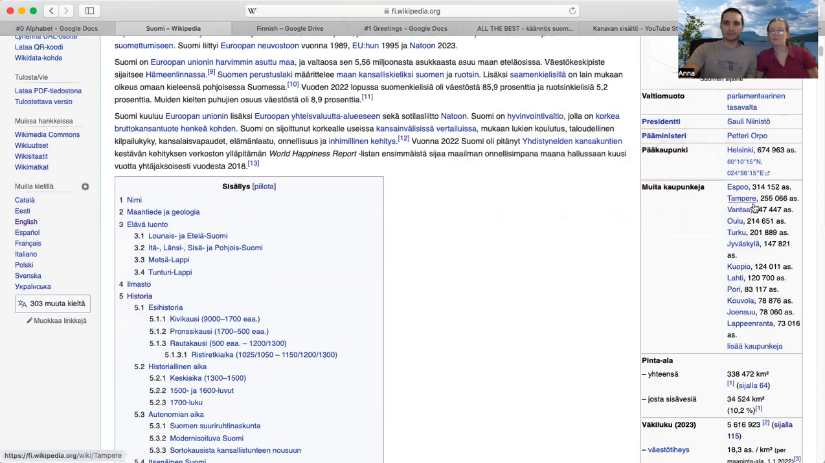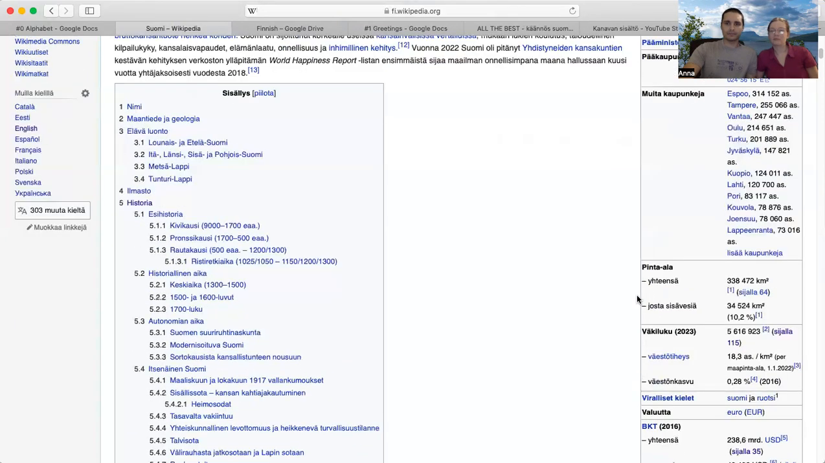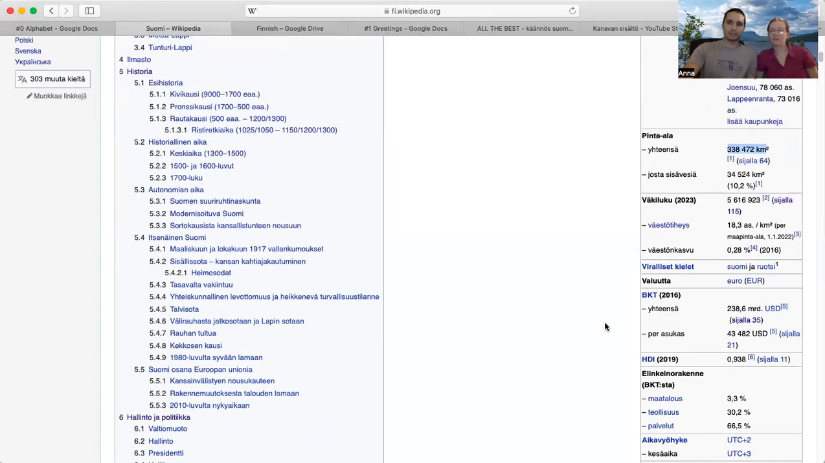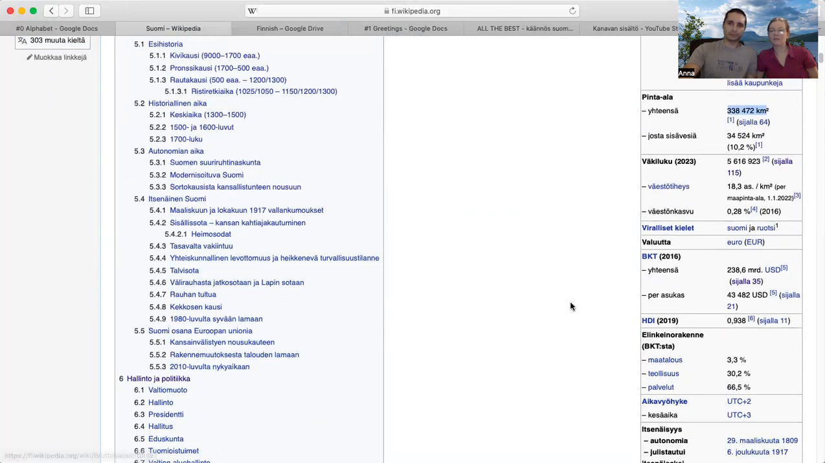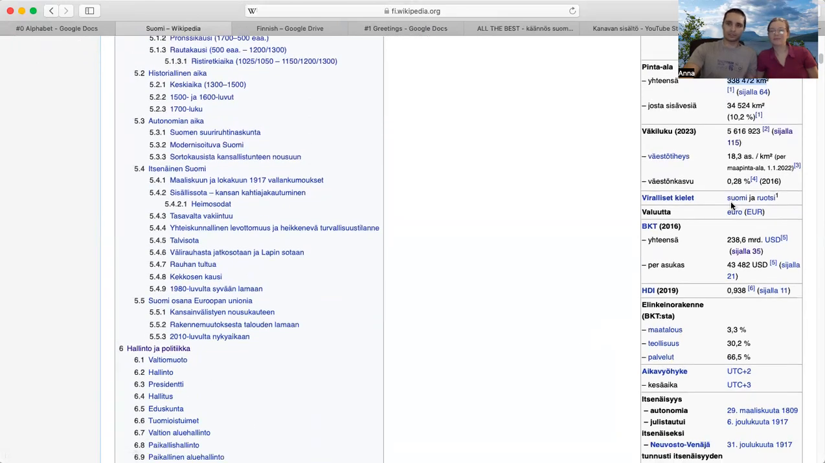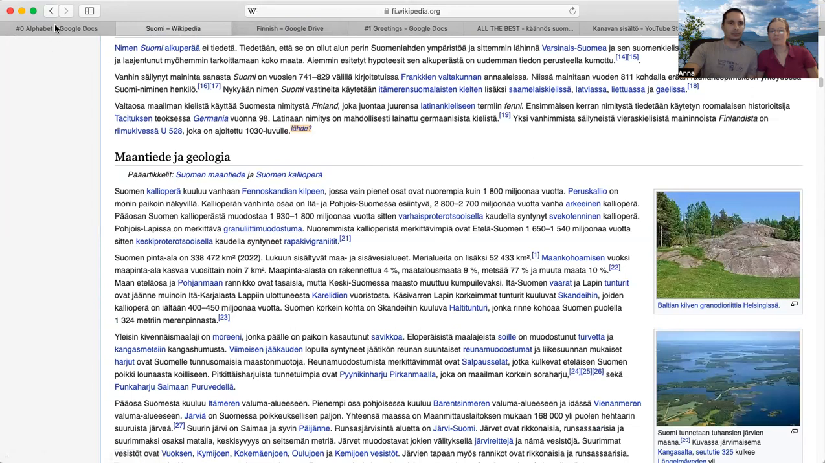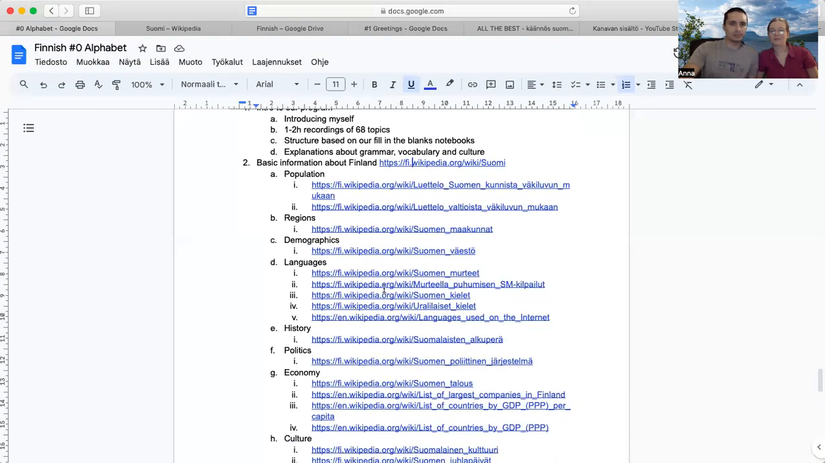And here we have some big cities of Finland listed. The size of Finland is 338,000 square kilometers. So it's 64th biggest in the world. And we only have 5.6 million people, which is not that much. And the official languages are Finnish and Swedish. What else can we talk about?